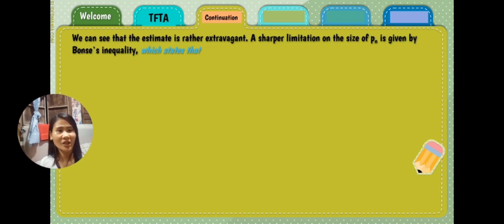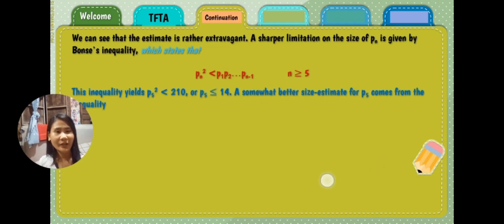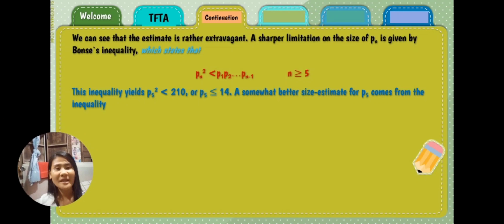A sharper limitation on the size of P sub n is given by Ponce's inequality, which states that P sub n raised to the power of 2 is less than P sub 1, P sub 2 to P sub n minus 1, where n is greater than or equal to 5. This inequality yields P sub 5 raised to the power of 2 is less than 210, or P sub 5 is less than or equal to 14.